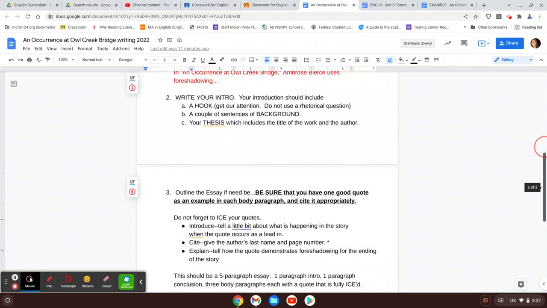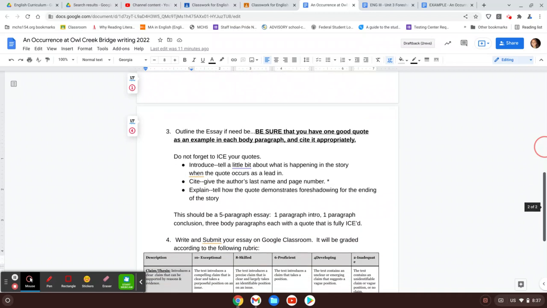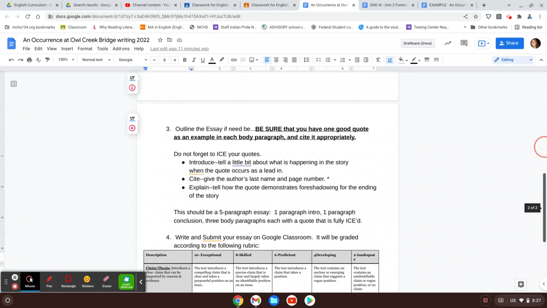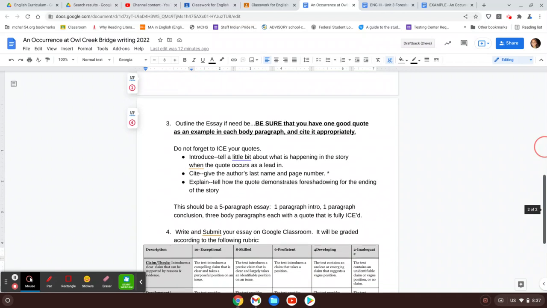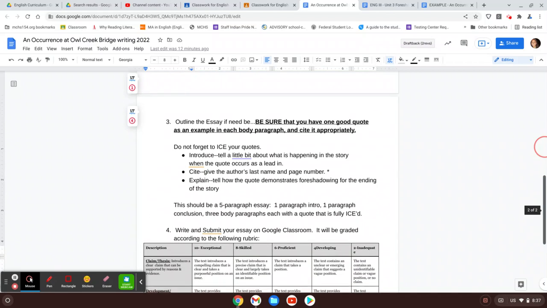And then your thesis. If you decide to outline the essay beforehand on some scratch paper or on the actual document, that's okay. But your basic format of each of your three body paragraphs is going to be, the first example of foreshadowing happens in part whatever, and then give an introduction to your quote, give a citation to your quote, so actually use the quote, and then explain it.